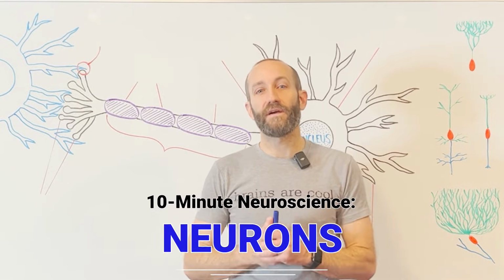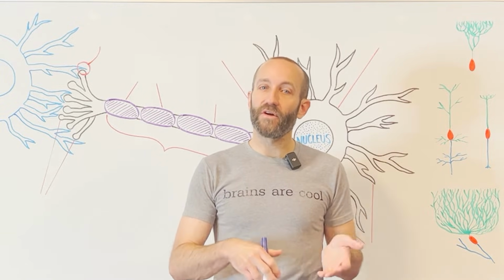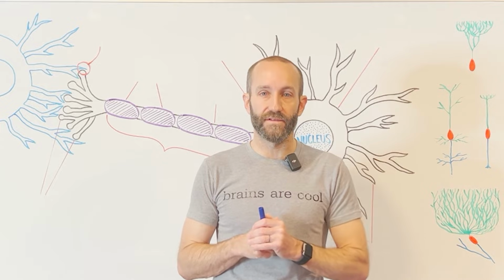In this installment, I'll be talking about neurons, the fundamental units of the nervous system. I'll cover their basic structure and function, and then I'll talk about some ways we can categorize neurons.